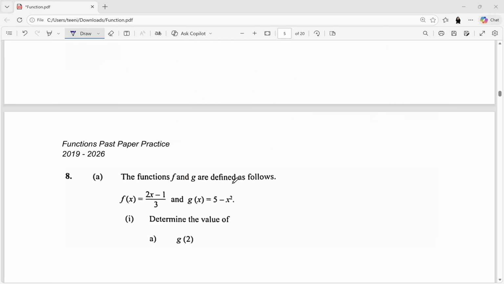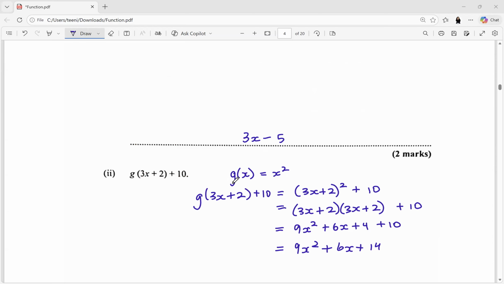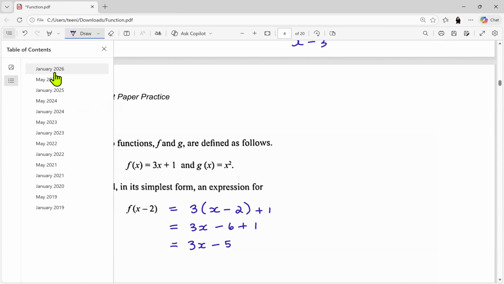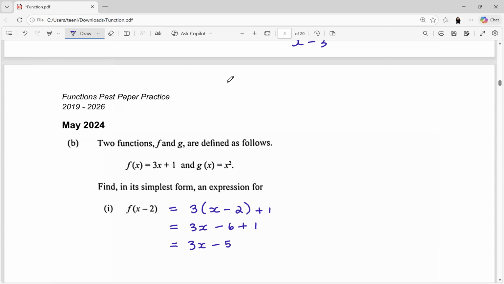Let's see. Right, so guys, I want you to understand that in the last 8 years, 2019, 2020, and so on, functions have come every single year. So that means it's going to come in this exam, right?